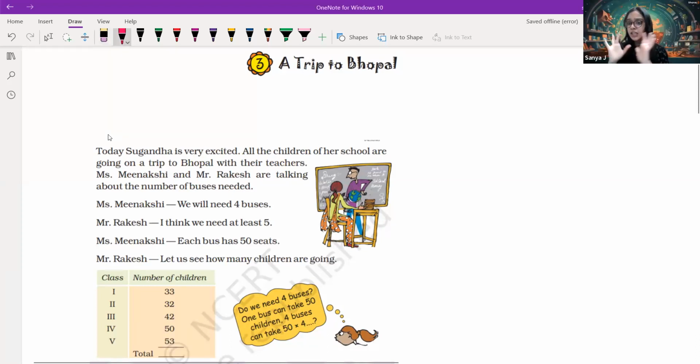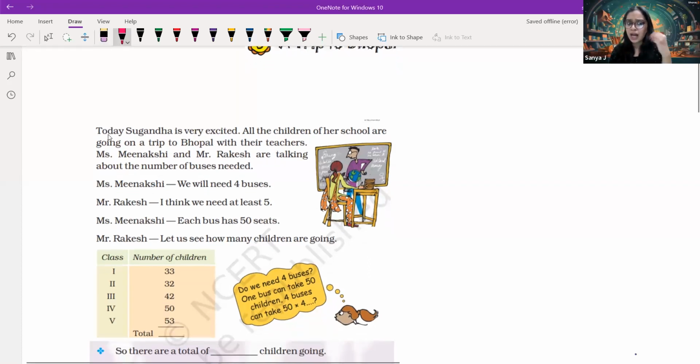You know what? There's a story. A girl named Sugandha is very excited for her school trip to Bhopal. On one hand, she is very excited with her friends, but on the other hand, her teachers, Miss Meenakshi and Mr. Rakesh, are planning the trip. They are discussing how many buses will be needed for all the students.